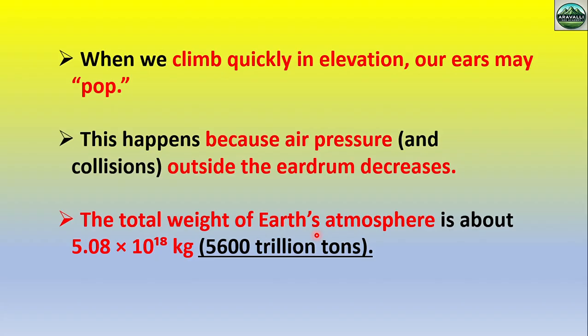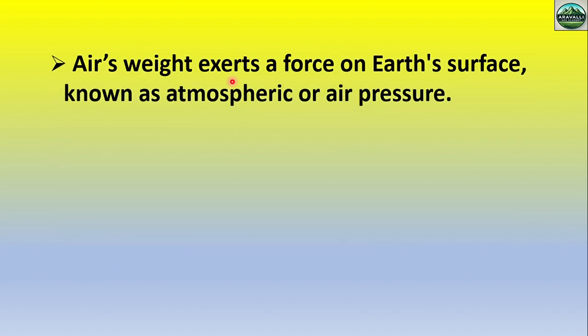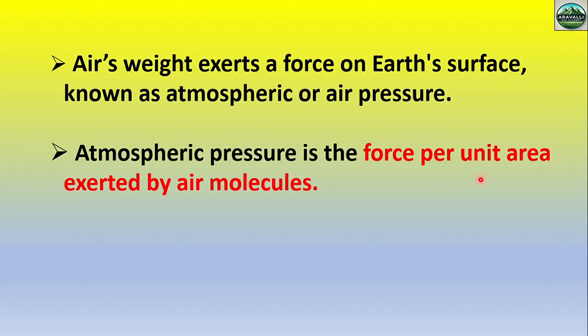The total weight of the earth's atmosphere is about 5.08 times 10 to the power 18 kg, or 5600 trillion tons. Remember this factual point. Then the air's weight exerts a force on the earth's surface, known as atmospheric or air pressure. Atmospheric pressure is the force per unit area exerted by the molecules.